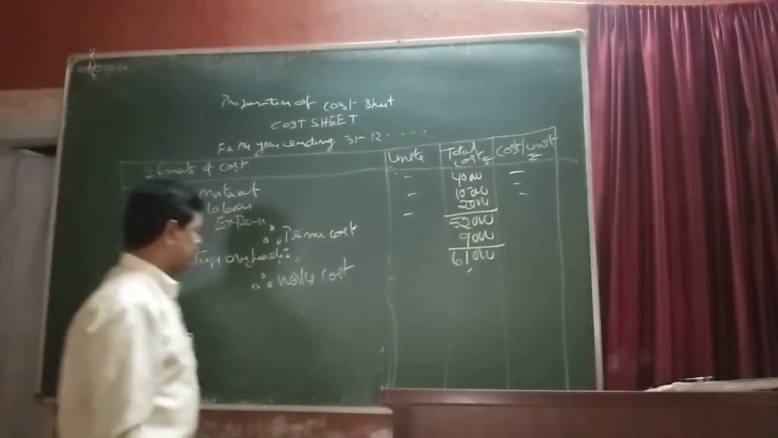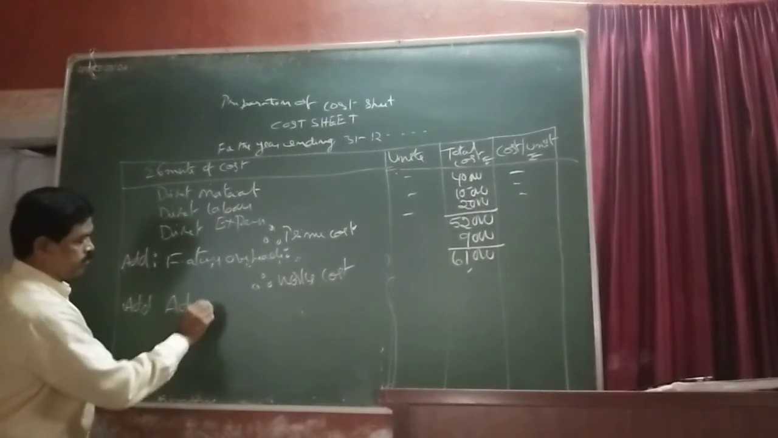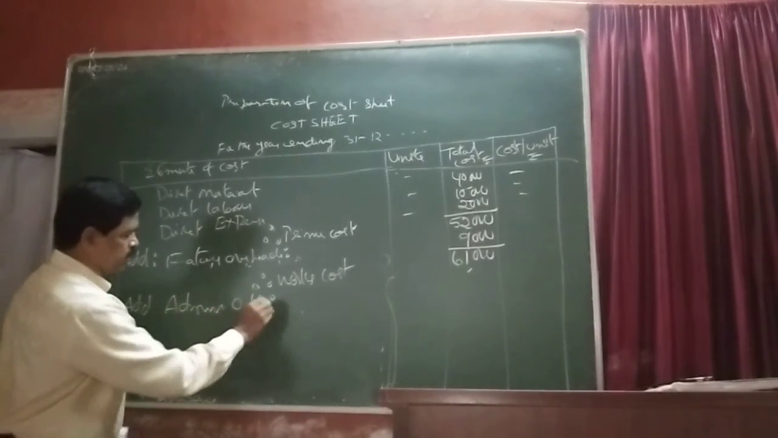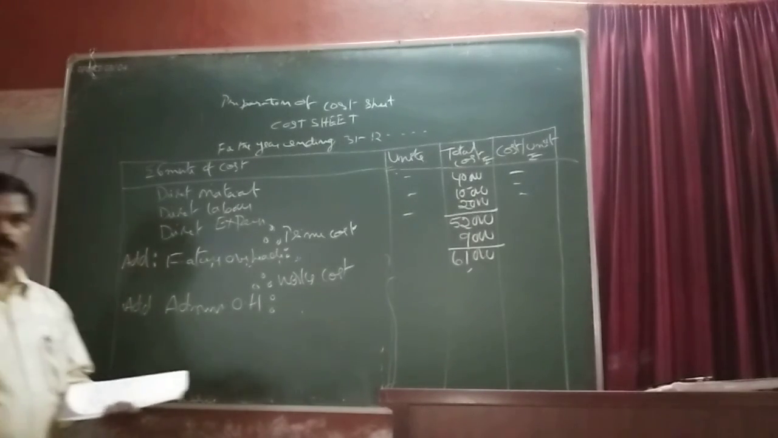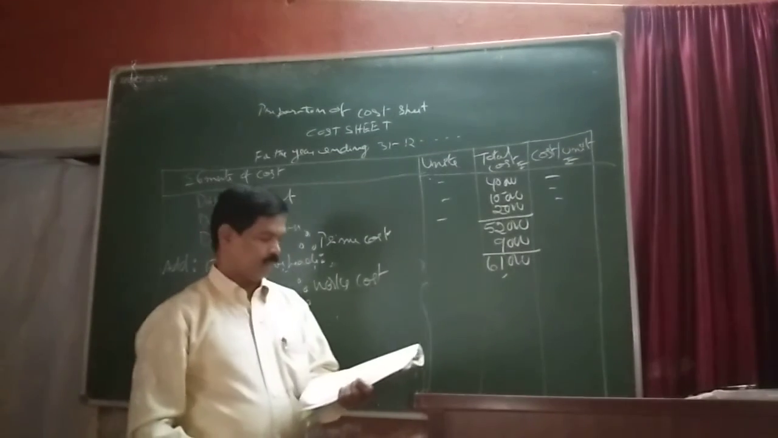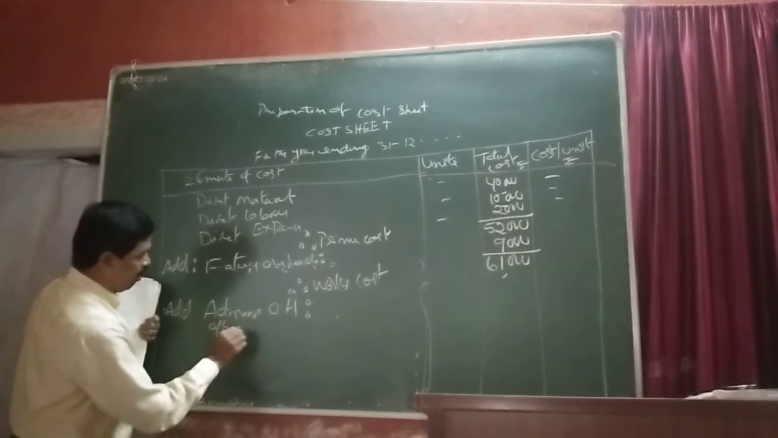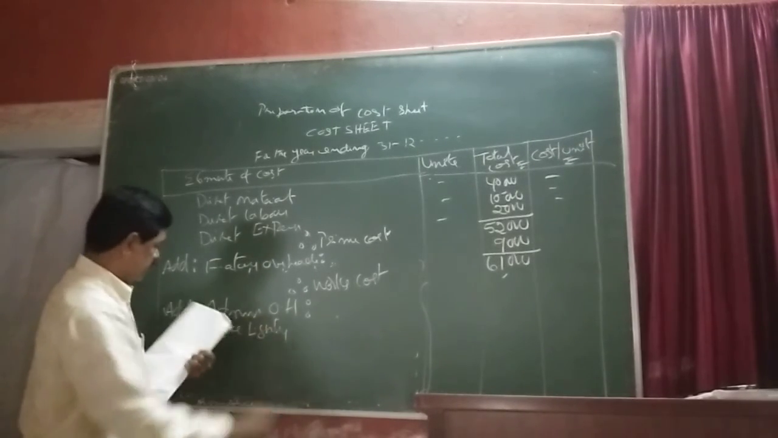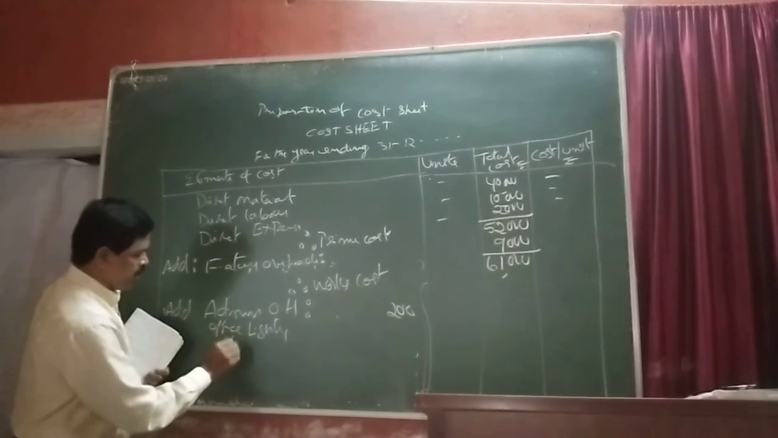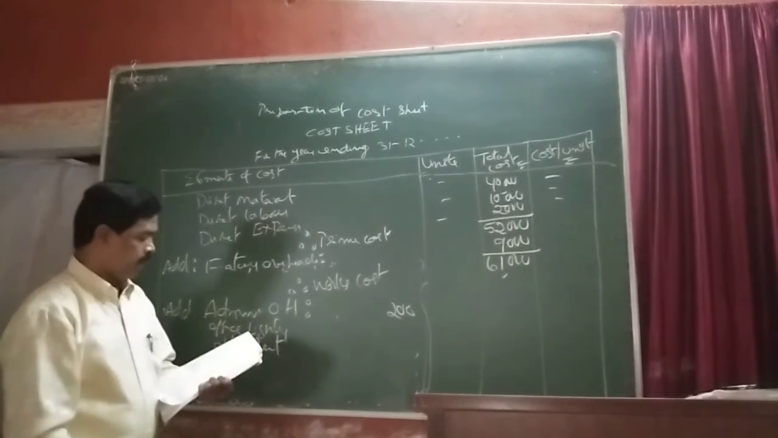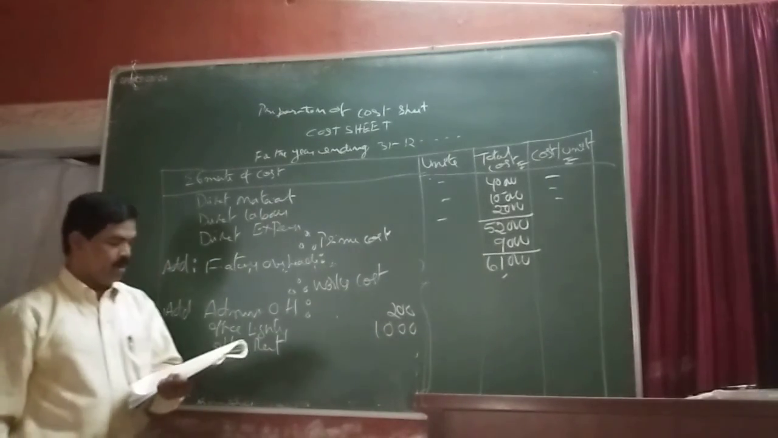This is works cost. To the works cost we add administration overhead. The various administration overheads are also known as office overheads. One is office lighting 200. Then office rent. All those expenses related to the office are incurred at the time of administering the organization.